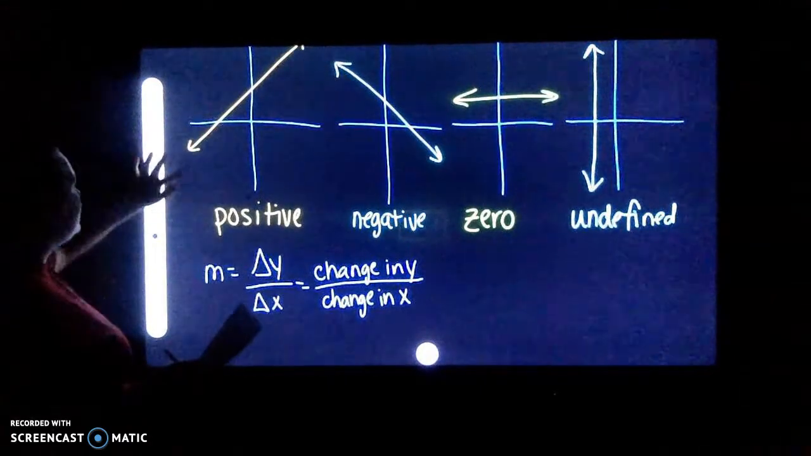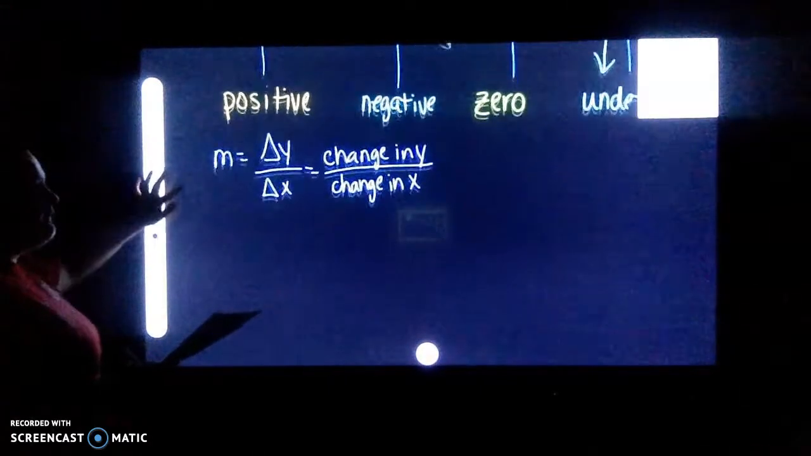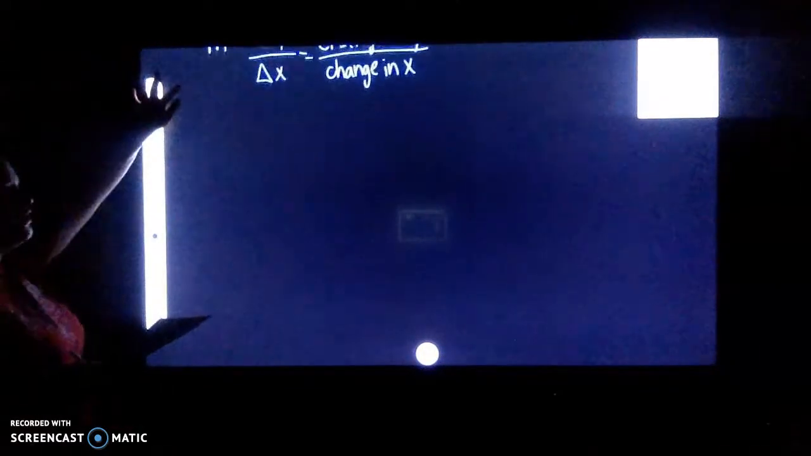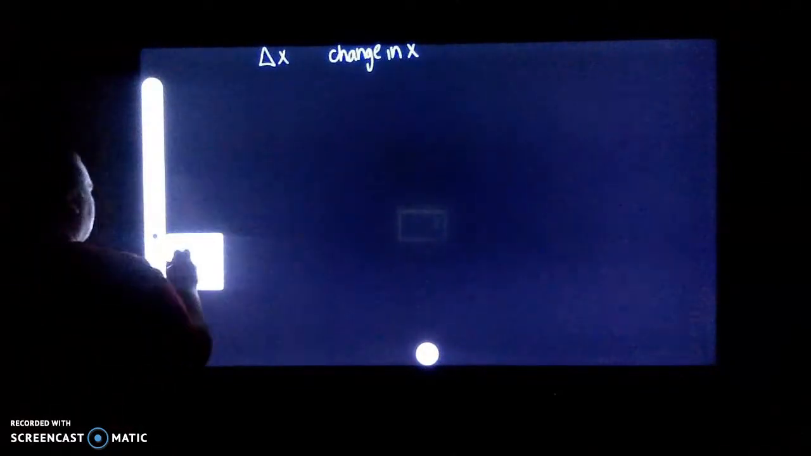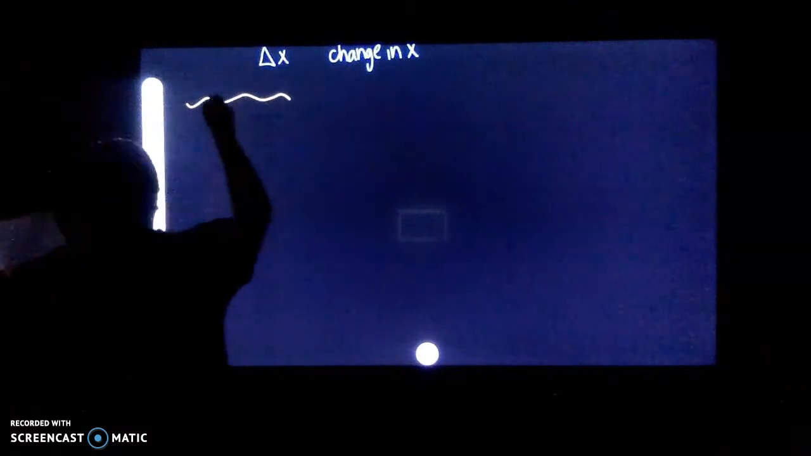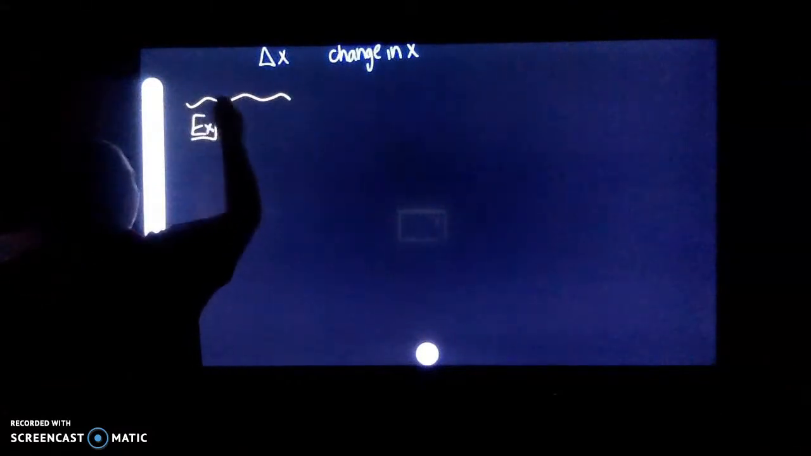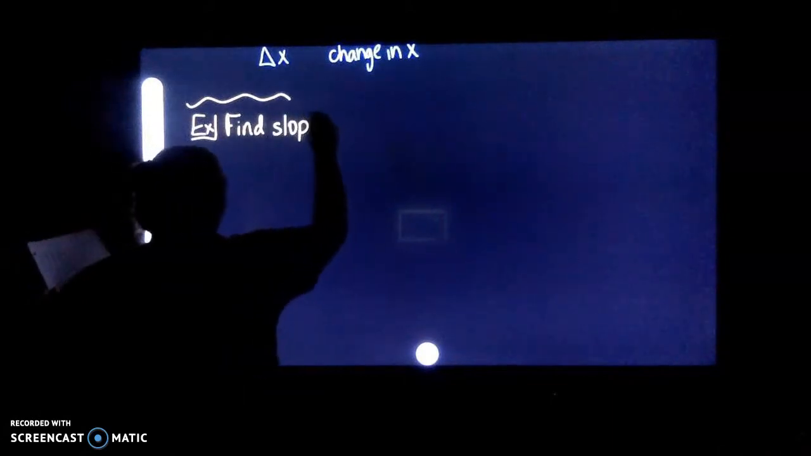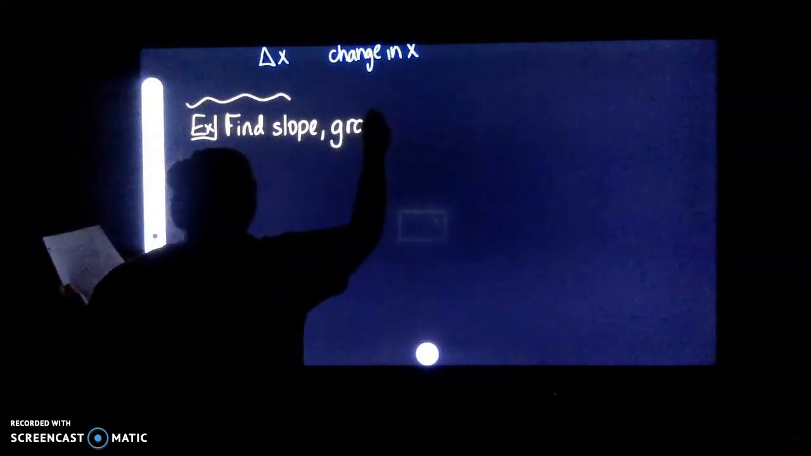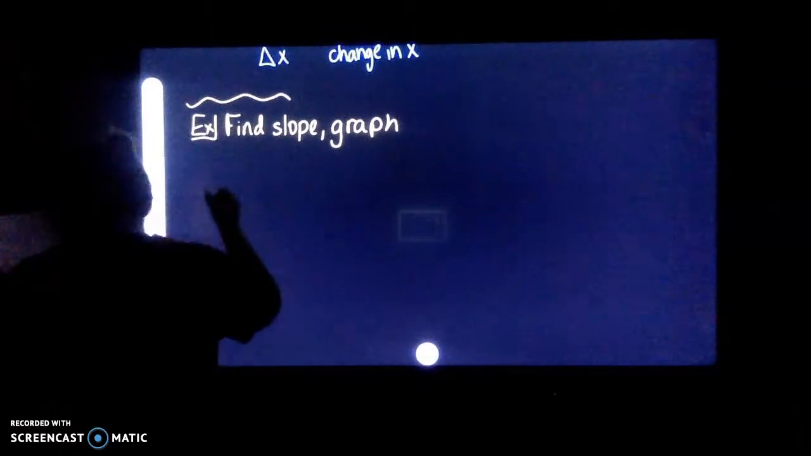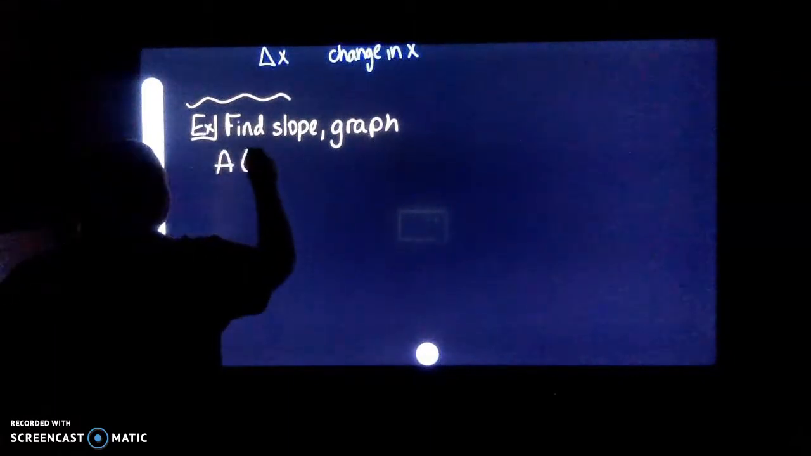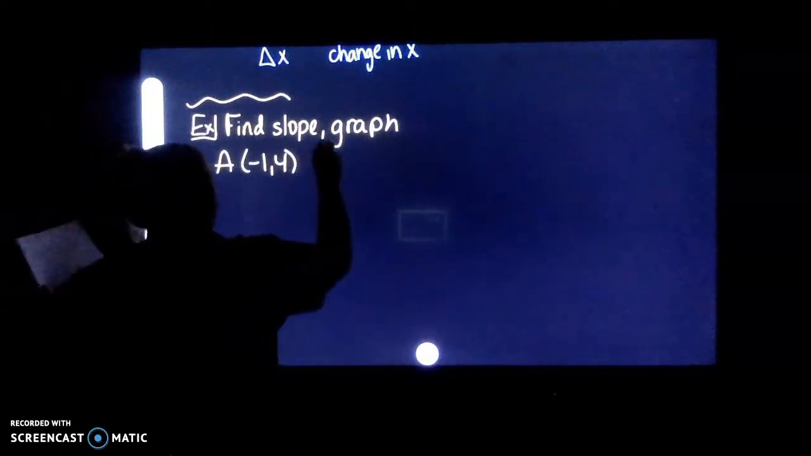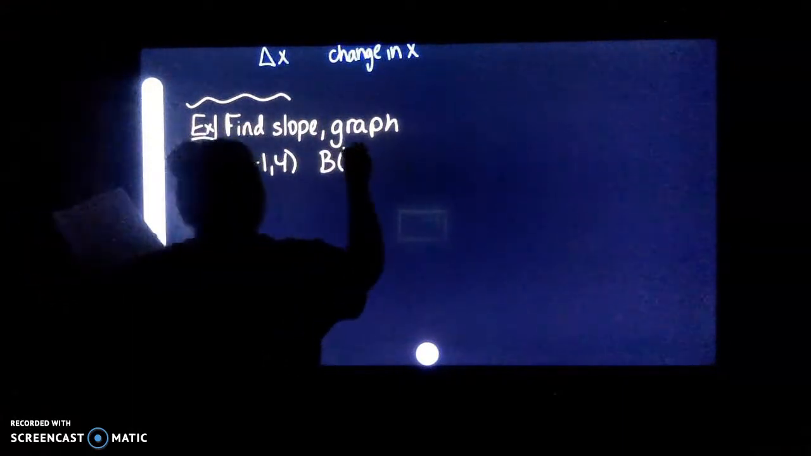So the first thing we're going to do is we are going to find the slope between 2 points, and we're going to graph the line. So these are examples. So we're going to find the slope, and then graph. Our 2 points are point A, which is negative 1, 4, and point B, which is 3, 2.